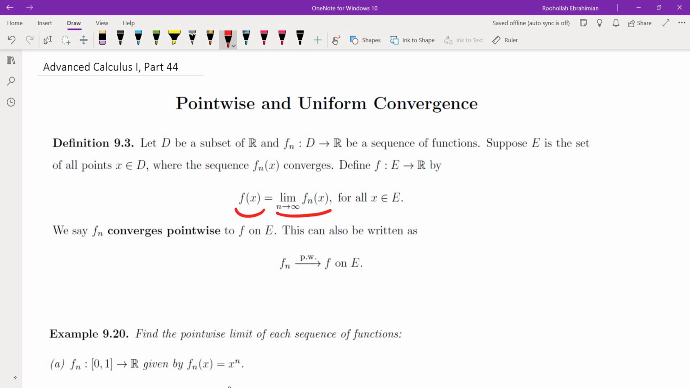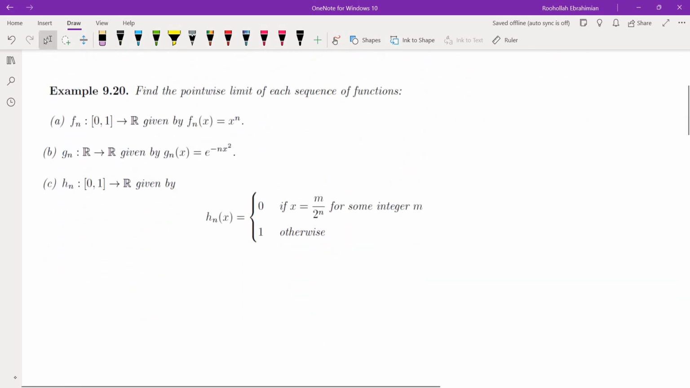So E is the set of all the points in D such that f_n of x converges. Then f of x is defined as the limit of f_n of x. So this is called the pointwise limit. So f_n converges pointwise to f on the set E, and that is the notation. So let us do a few examples on that.